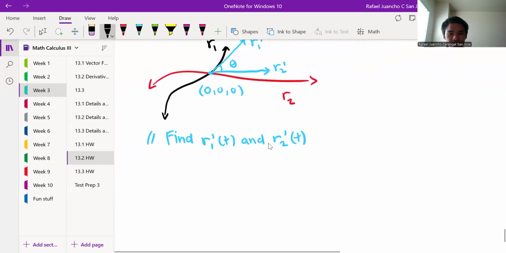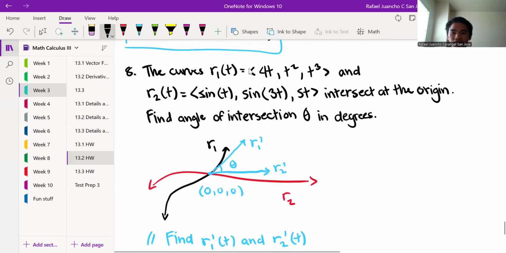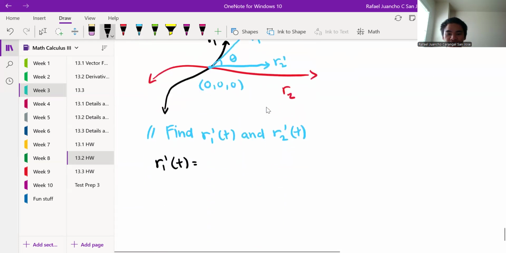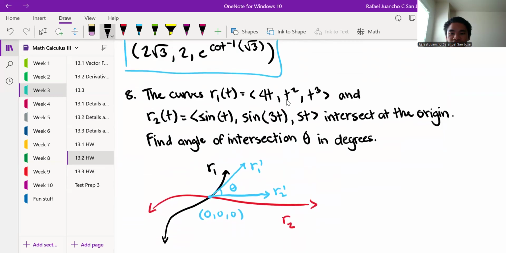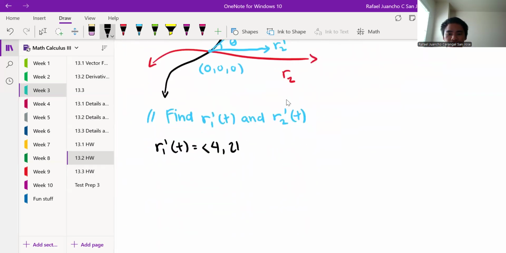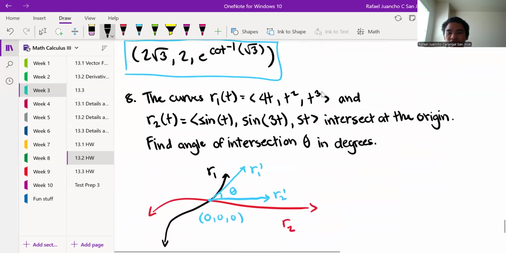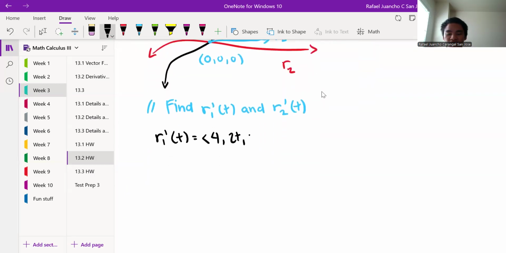So r1 prime of t is just going to be, well, the derivative of 4t is 4. The derivative of t squared is 2t. And the derivative of t cubed is 3t squared. Done. Now we look at r2 prime.